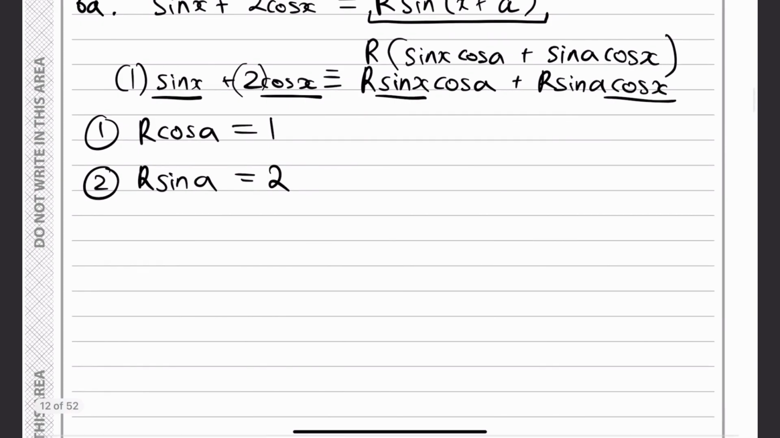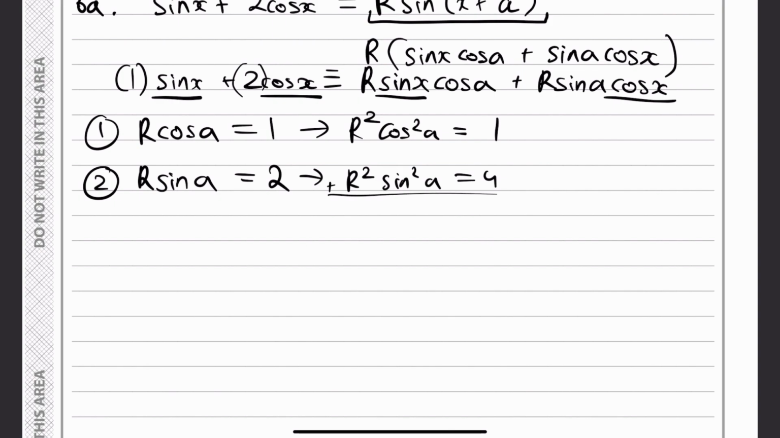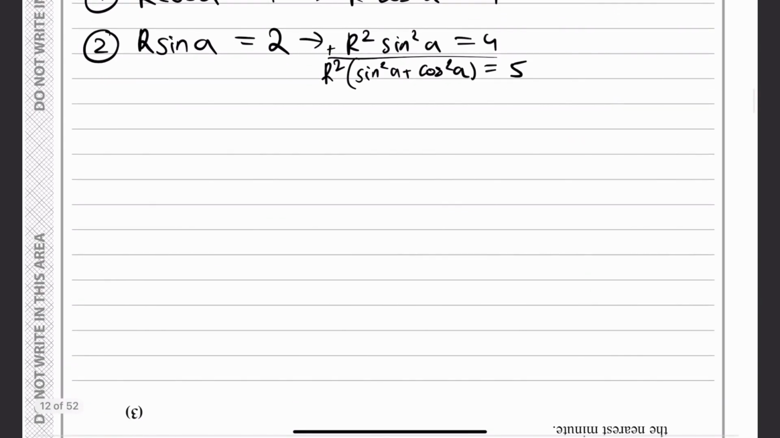So you can do simultaneous equations, and probably the way you solve these is you just square both sides. So r squared cos squared alpha is equal to 1, and r squared sine squared alpha is equal to 4. Then you can add both of these together and factor out r squared. So you get r squared times sine squared alpha plus cos squared alpha is equal to 5. And this bit is just going to be 1, if you remember the identity sine squared x plus cos squared x is equal to 1. So you end up with r squared is equal to 5, so r is the root of 5.